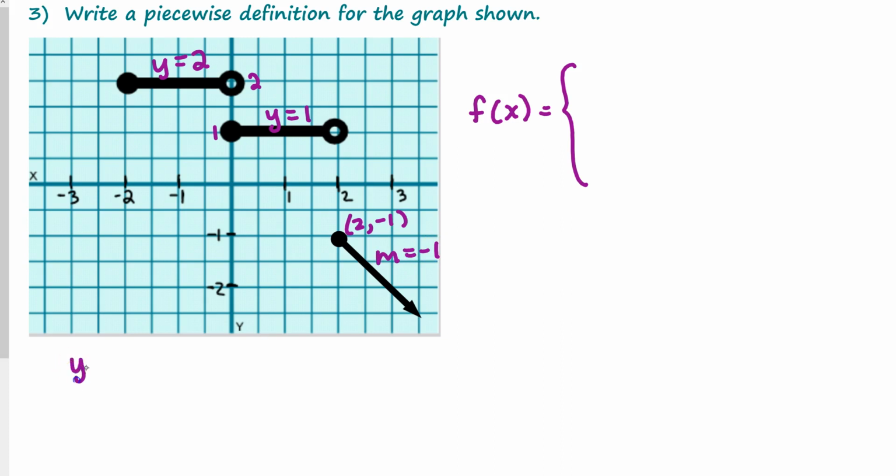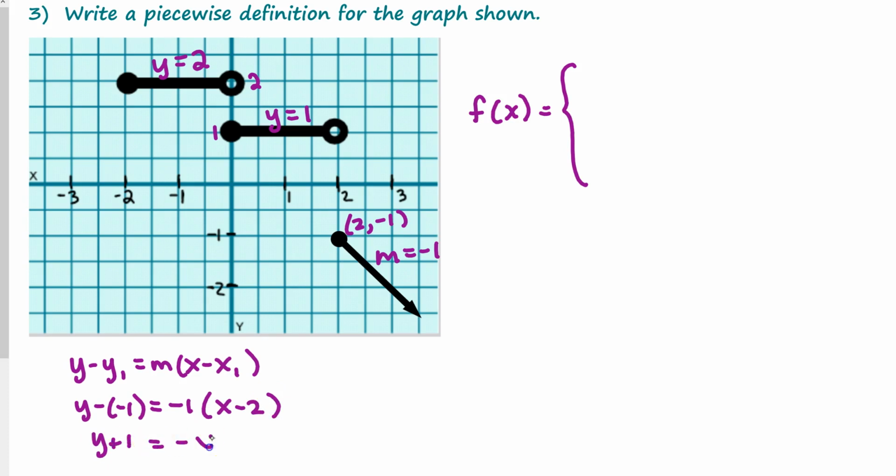So I'm going to use point slope form. y minus y1 equals m times x minus x1. Substitute negative 1 in for y1 because of the point 2, negative 1. Substitute negative 1 in for the slope, and substitute 2 in for x1. So we have y plus 1 equals the opposite of x plus 2. So we have y equals the opposite of x plus 1. Okay, so that is that piece.